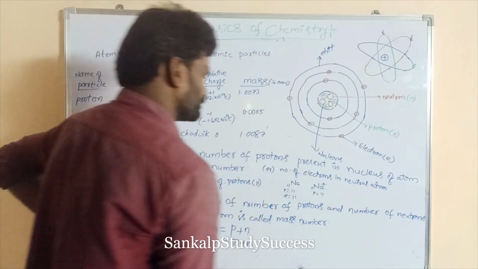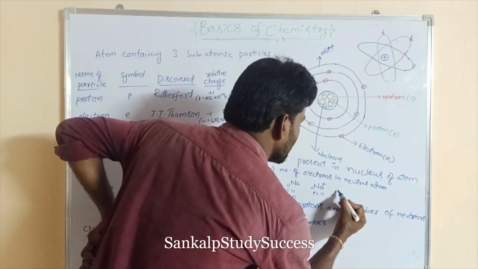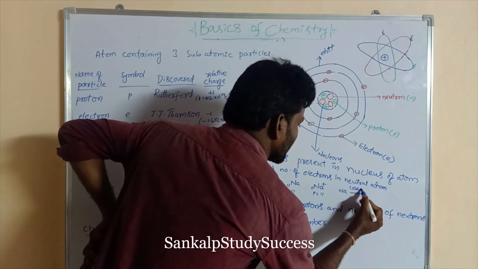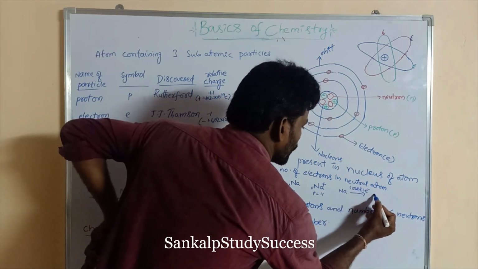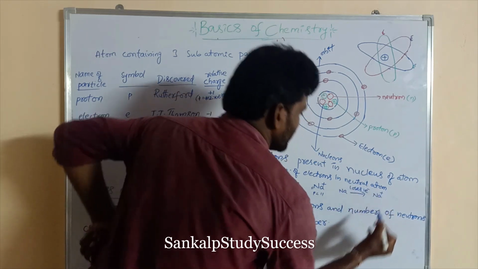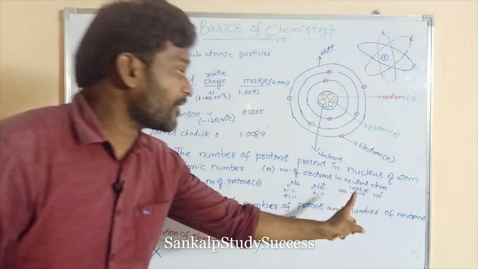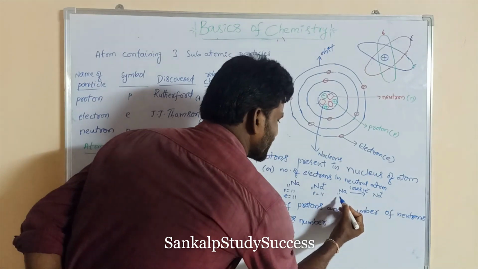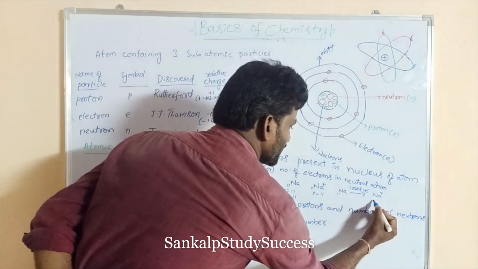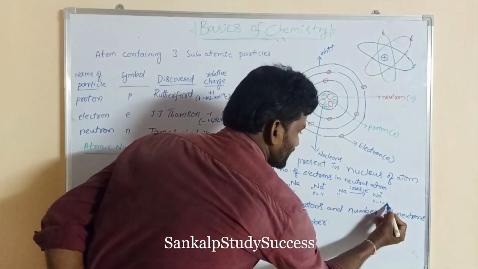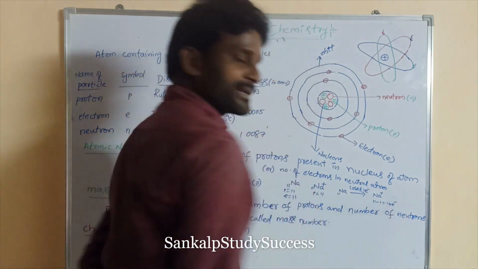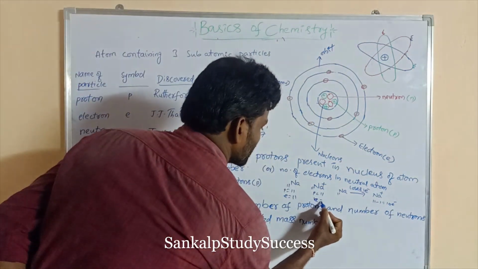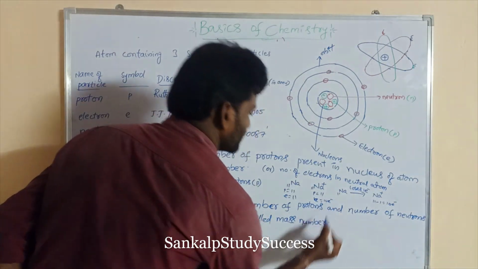But how is Na plus formed? Na loses one electron to form Na plus. That means it contains how many electrons? 11 electrons. It loses one electron. 11 minus 1 is equal to 10 electrons. So the number of electrons is 10.